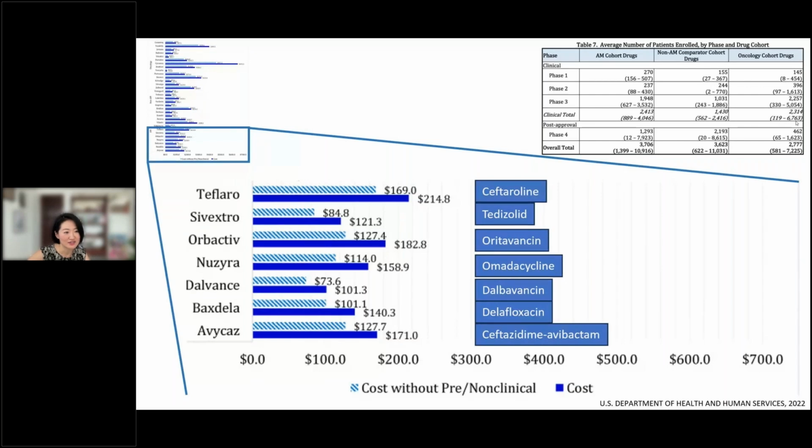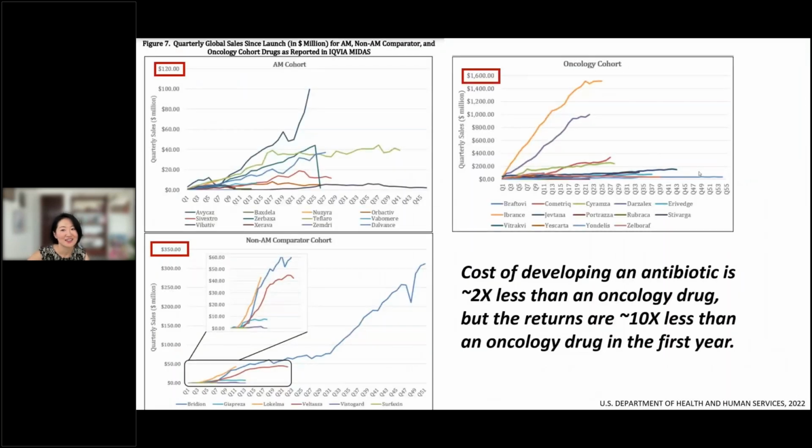However, when we look at the returns, the cost of developing an antibiotic is 2 times less than an oncology drug, but the returns are 10 times less than an oncology drug in the first year. If we look at the y-axis on these graphs, the peak performing antibiotic in terms of quarterly sales is just at 100 million compared to 1,600 million for oncology drug and 350 million for a non-antibiotic, non-oncology drug.